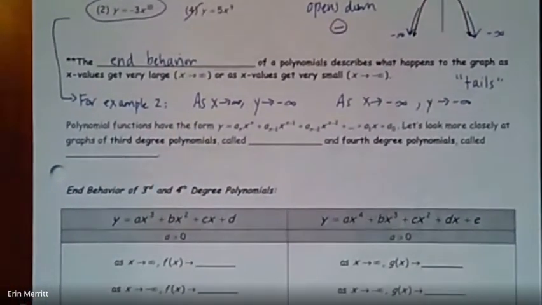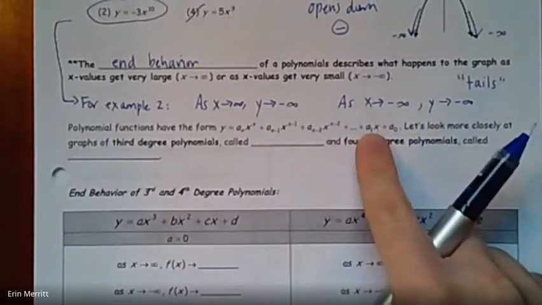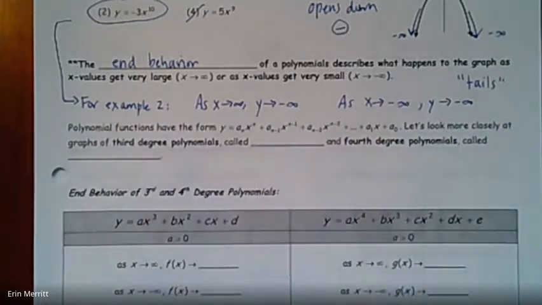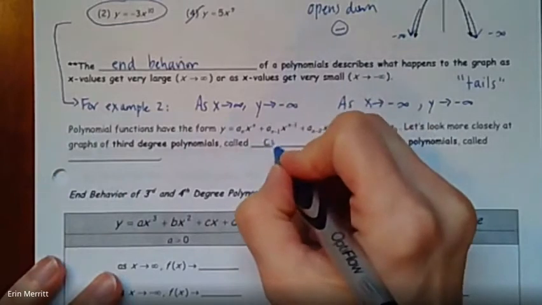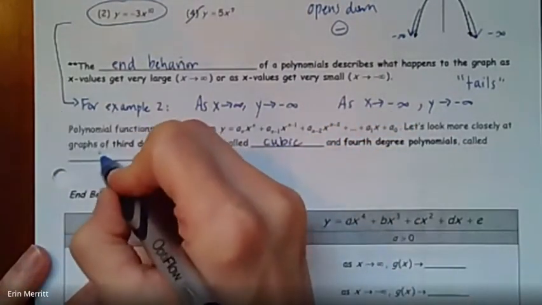As we keep moving in that same thought pattern here, it says the polynomial functions that have that format. Let's look closely at the 3rd degree ones and the 4th degree ones. So the 3rd degrees are called cubic functions, and the 4th degree ones, those are called quartic.